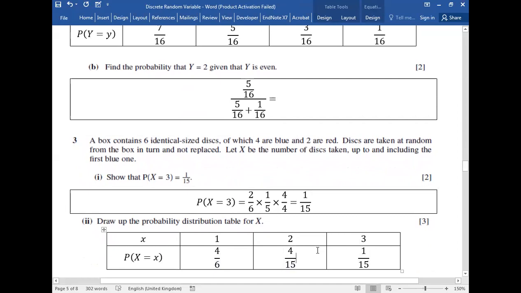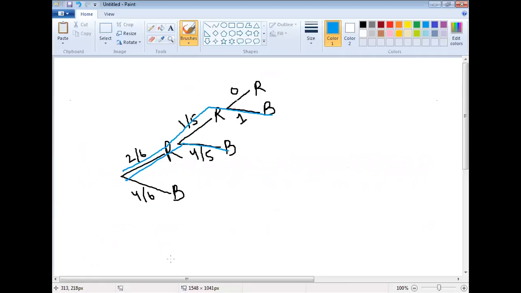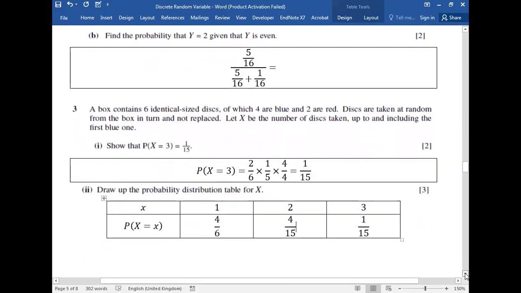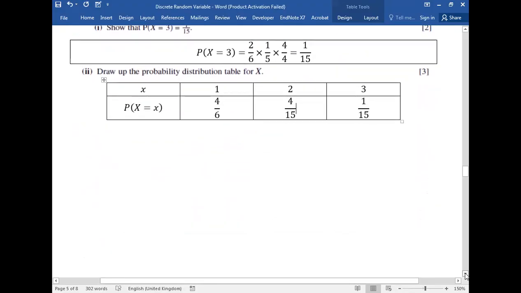2. Or you can also find this value through the tree as well, when the first one is red and the second one is blue. Either way, you get the same value. This is your probability distribution table for this particular question.